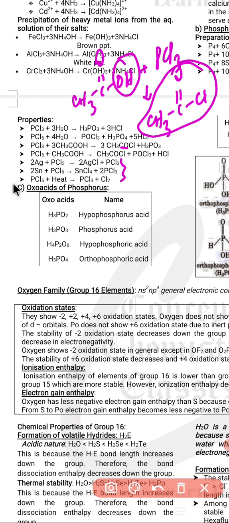This is also again an important reaction. The question can be like this: what happens when PCl5 is heated? So you can answer, when PCl5 is heated, it decomposes into PCl3 and chlorine. So you can write this reaction.